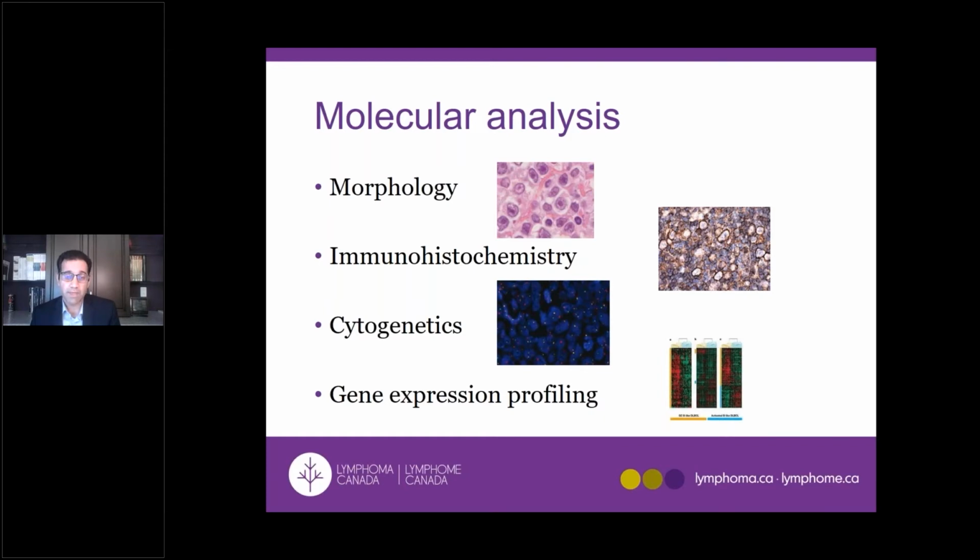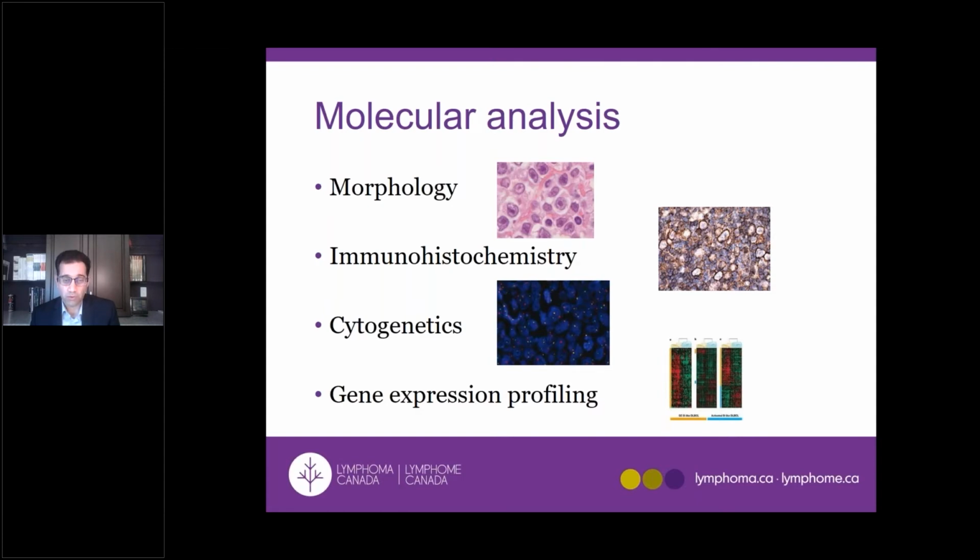This grading is based on the number of big cells there and the size as well. We know that grade 1, grade 2, and grade 3A, we treat almost all of them the same. Grade 3B, we treat as diffuse large B-cell lymphoma. So grading is important in the morphology.